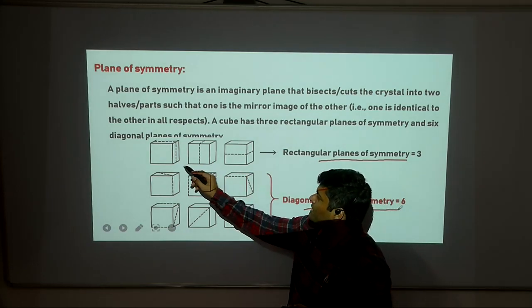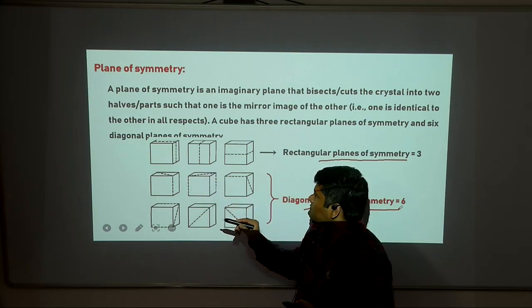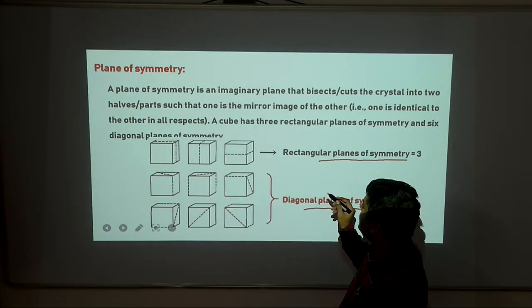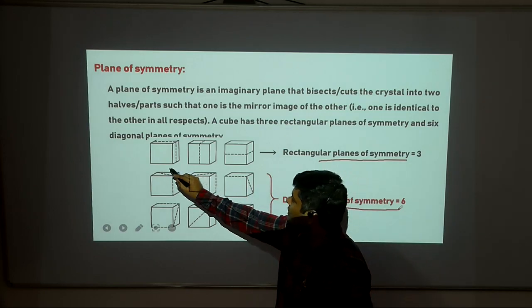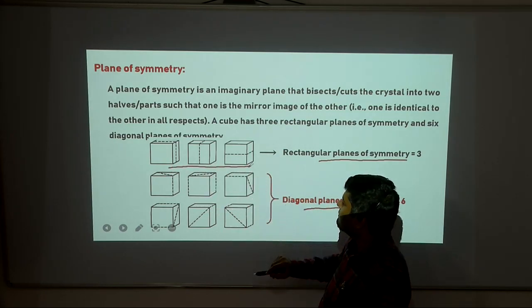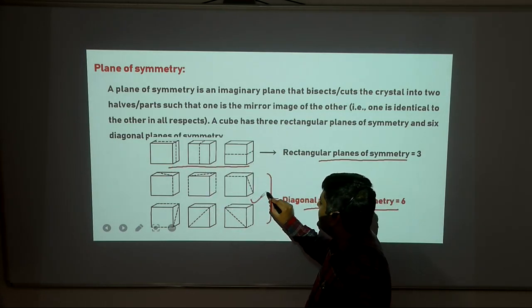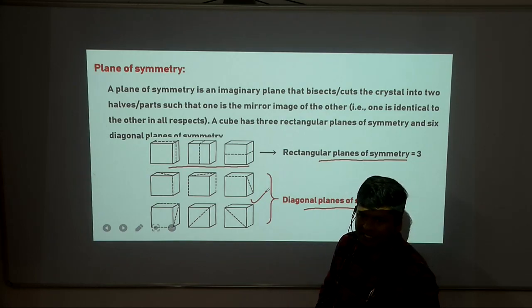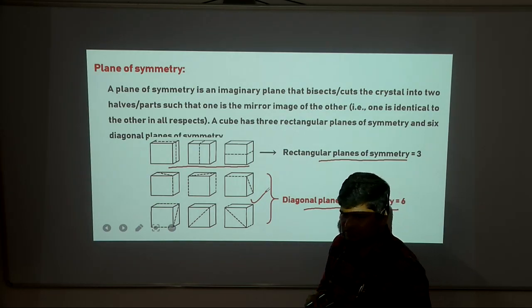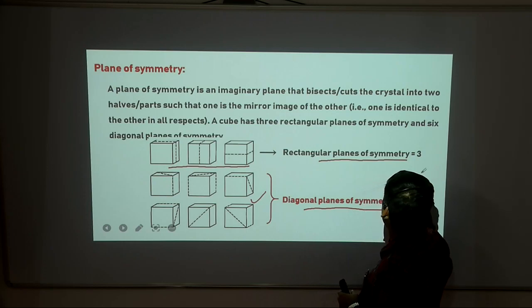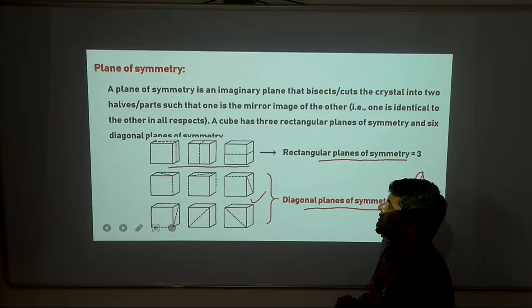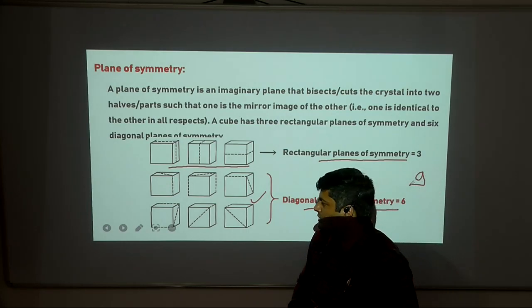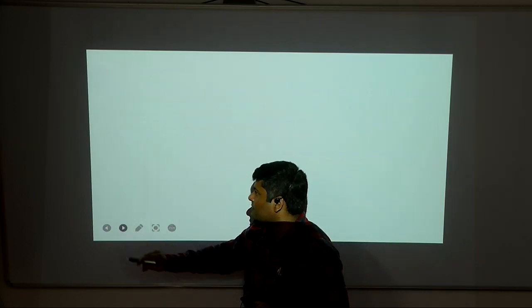Over here we can see, for the plane of symmetry, three rectangular planes of symmetry are there, and six diagonal planes of symmetry are there for the cubic crystal structure system. So totally nine planes of symmetry are there for the cubic crystal structure system.